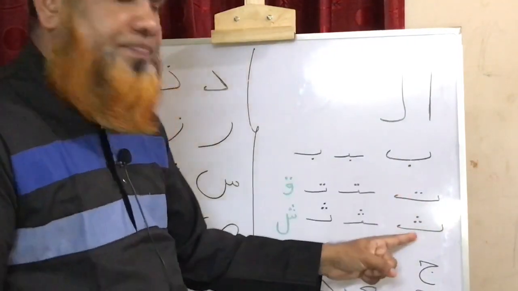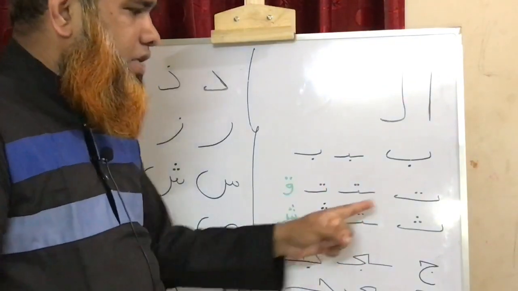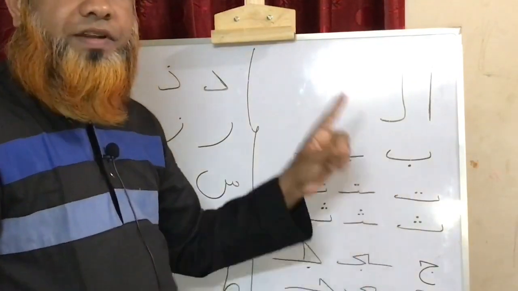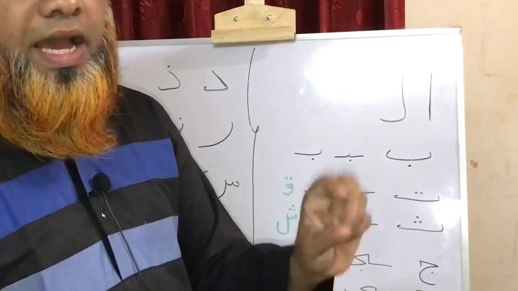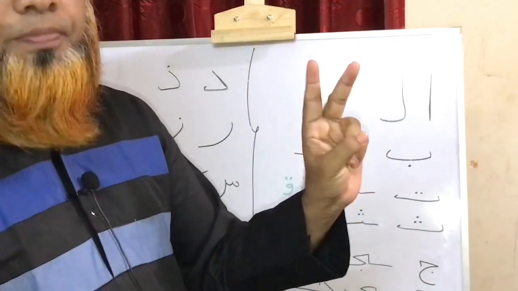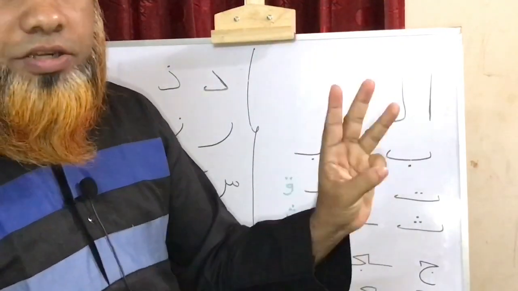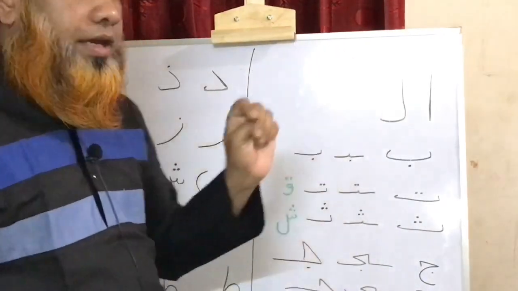As you see here, tha. So ta and tha, the difference is only dots. Ta has 2 dots on top. Tha has 3 dots on top. So 2 dots on top, ta. 3 dots on top, tha.